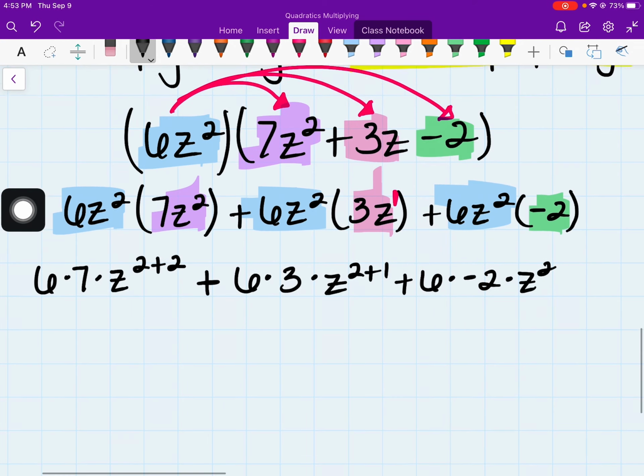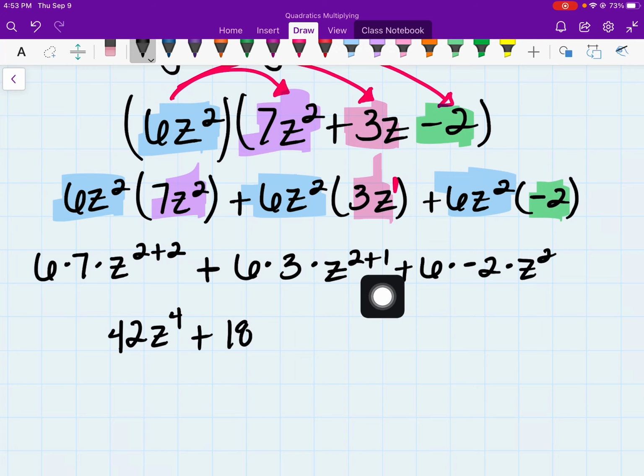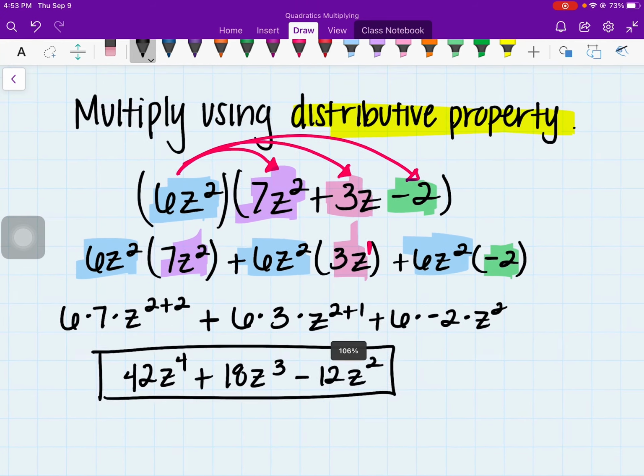Now let's go ahead and simplify this out. I have 6 times 7 is 42. And then we have z, 2 plus 2 in this case is 4. Plus 6 times 3 is 18. And then z, 2 plus 1 is 3. And then 6 times a negative 2 is negative 12. And that is z to the second power. And this here, guys, is our final answer.